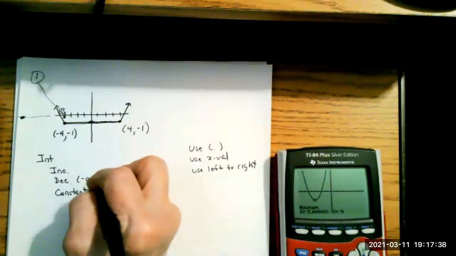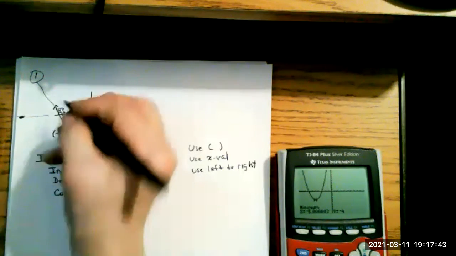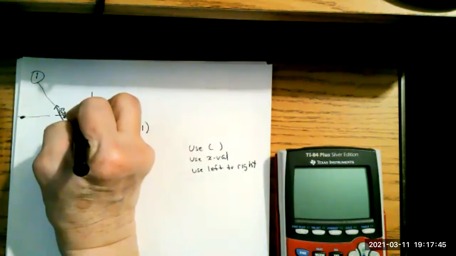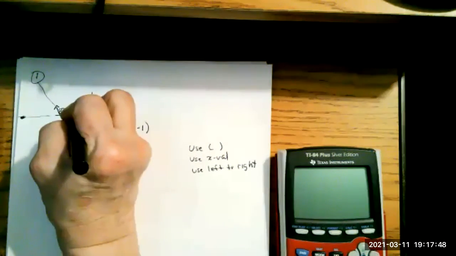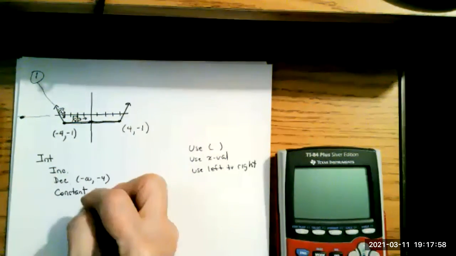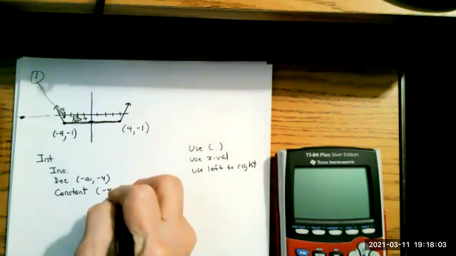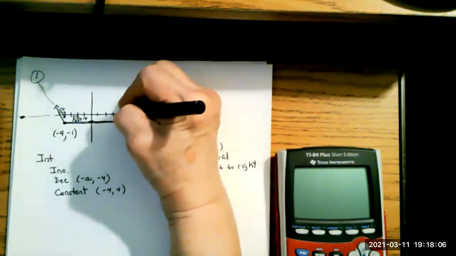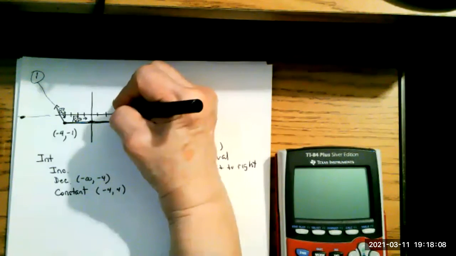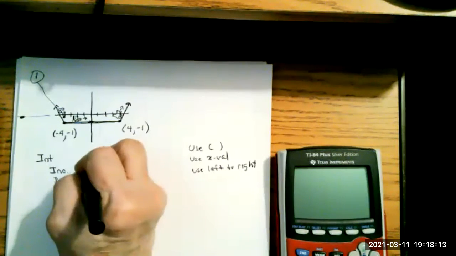Negative infinity to x value of -4. Then my little car's down here. What would you say it's doing? Constant. Constant from what to what? -4 to 4. And then over here on this side, what is it doing? Increasing. From 4 to positive infinity.